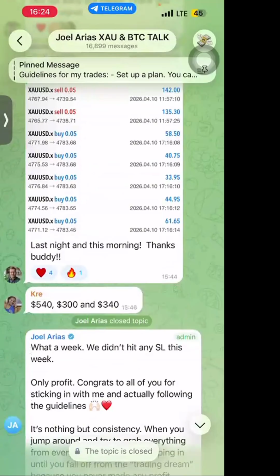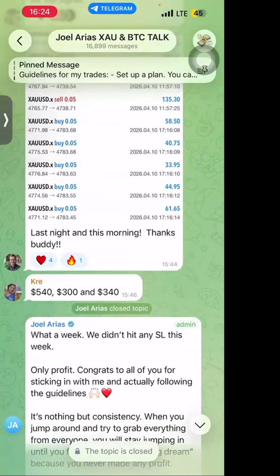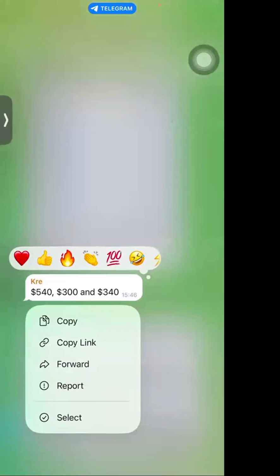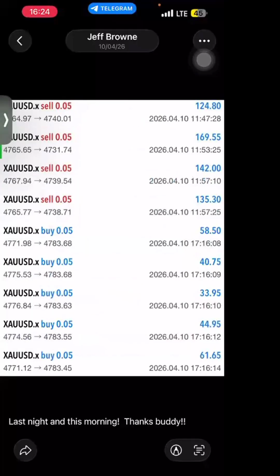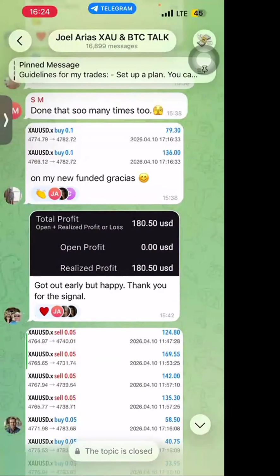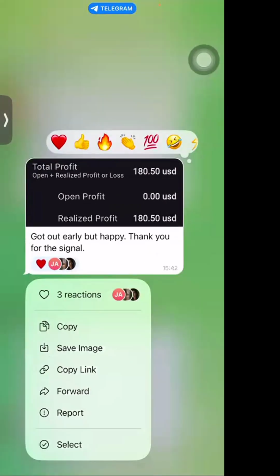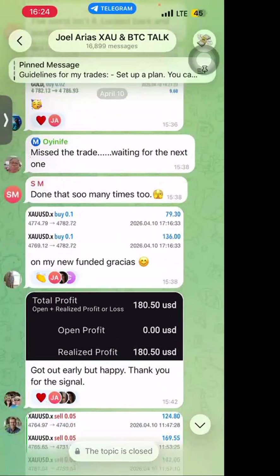Someone said they made $500, $300, $350. I'm sure we can all see this. You can also see this one. Person made all this money on just Friday. This is another person. Person made $180. You can see another person here.